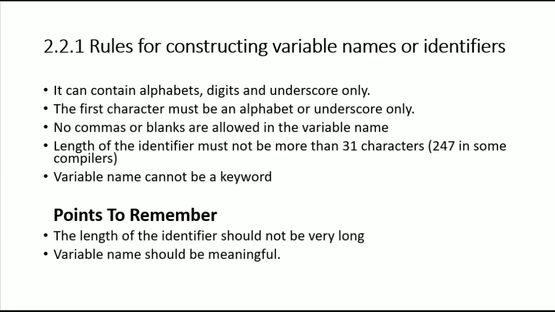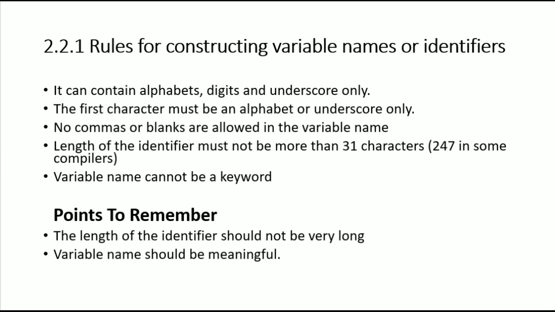Rules for creating variable names or identifiers. Variable names are also known as identifiers. The first point is it can contain alphabets, digits, and underscores only. So no at the rate, no dollar sign, nothing. Only alphabets, digits, or underscore. And alphabets can be both capital as well as small letters. The first character must be an alphabet or underscore only. That means a variable name cannot start with a digit. No commas or blanks are allowed in the variable name. Length of the identifier must not be more than 31 characters, or it's 247 in some compilers.